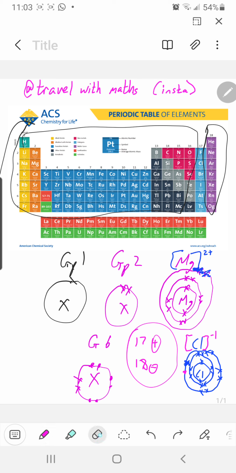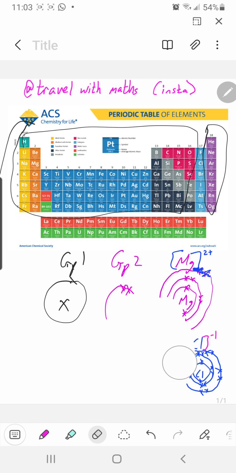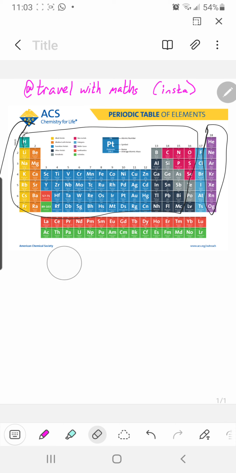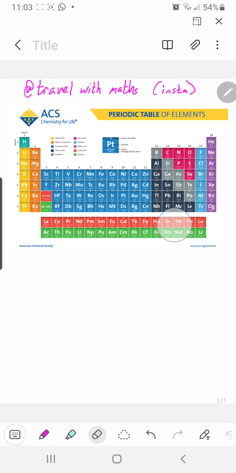Okay, now let's go back to metallic bonding. Or let me start that in another video. It's been 10 minutes on this one already. And I think there's nothing more I want to say before I do bonding now. Right, so we'll do bonding in the other video.